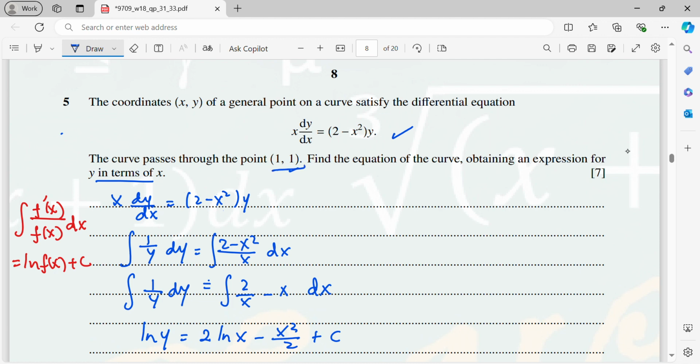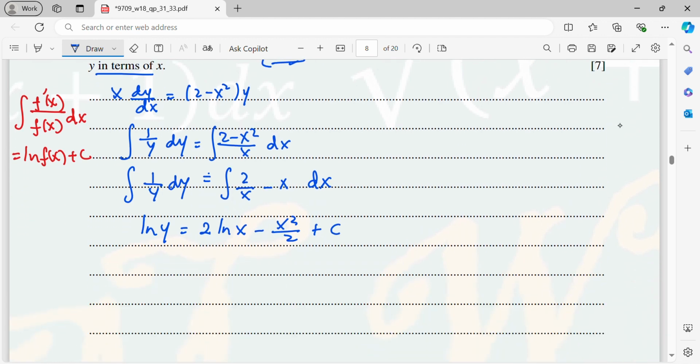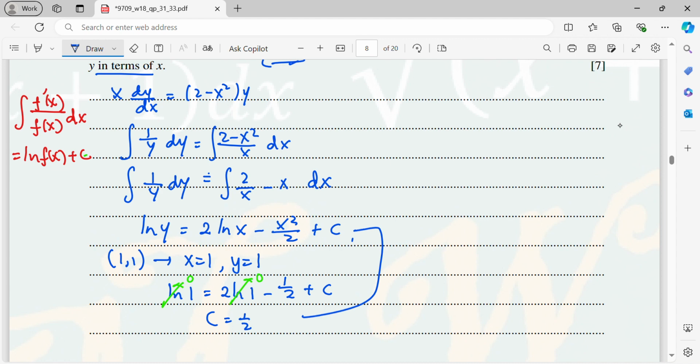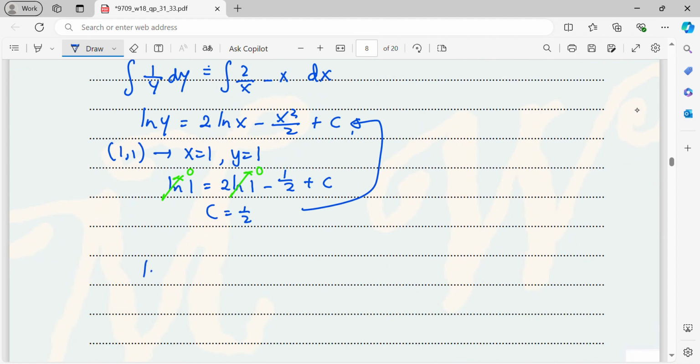So now, given the point 1, 1, that means x is 1, y is 1. So now replace, I'll get ln 1 equals to 2 ln 1 minus 1 squared over 2, so half, plus c. So ln 1 is 0. Okay, here is 0, left side also 0. That means the c is half. Substitute this c into the solution. Therefore, ln y is 2 ln x minus x squared over 2 plus half.